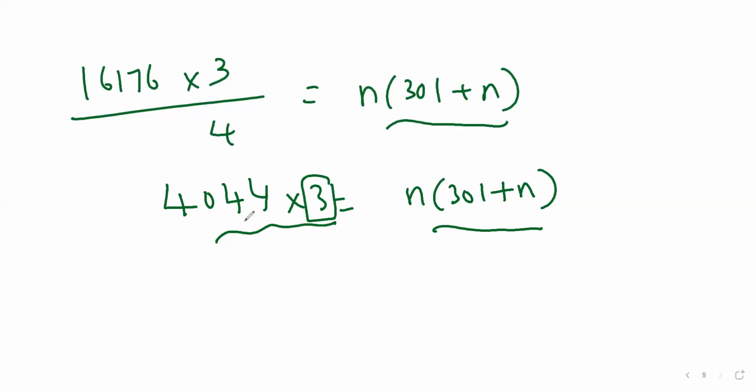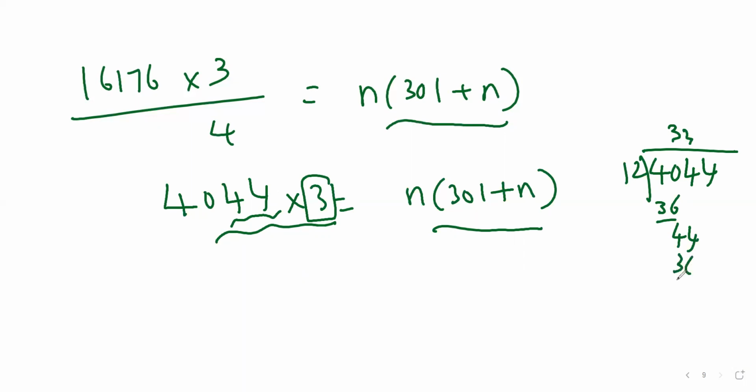4 3s are 12, right? 44, it will go by 3. It will go by 4. What goes by 3 and 4 will go by 12. So 4044 by 12, we'll see what happens. What do I get? 12 3s are 36, right? Now 44. 12 3s are 36. How much? 12 7s are 84. Now I got 337, which is near to 301.